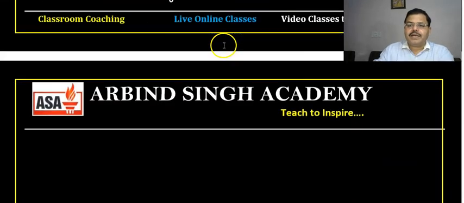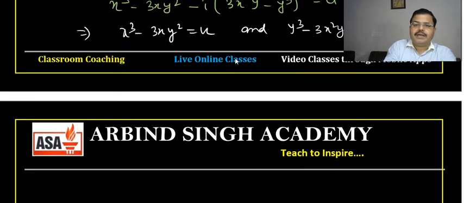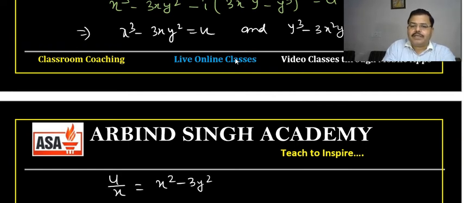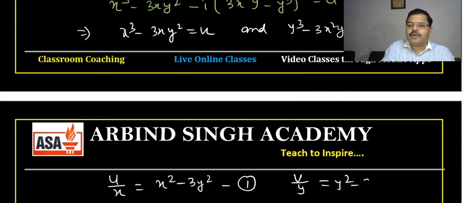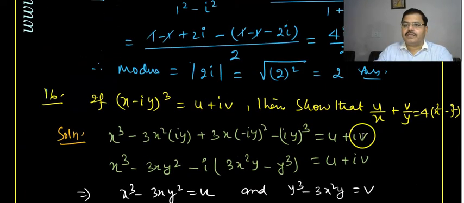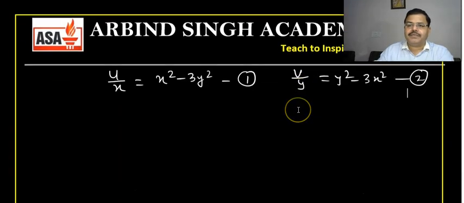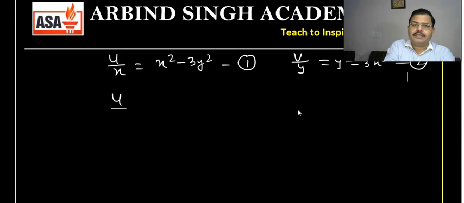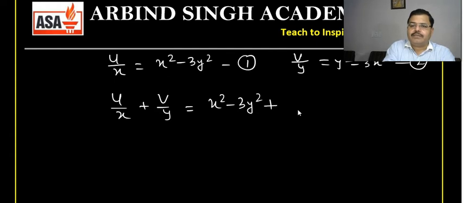So if I divide by x, u by x and v by y, what will happen? If I divide it by x, then u by x will be x square minus 3y square. This is equation 1. And v by y will also come like v by y is equal to y square minus 3x square. That is equation 2. Now we have to find what the question was, u by x plus v by y. So we will write u by x plus v by y is equal to x square minus 3y square plus y square minus 3x square.